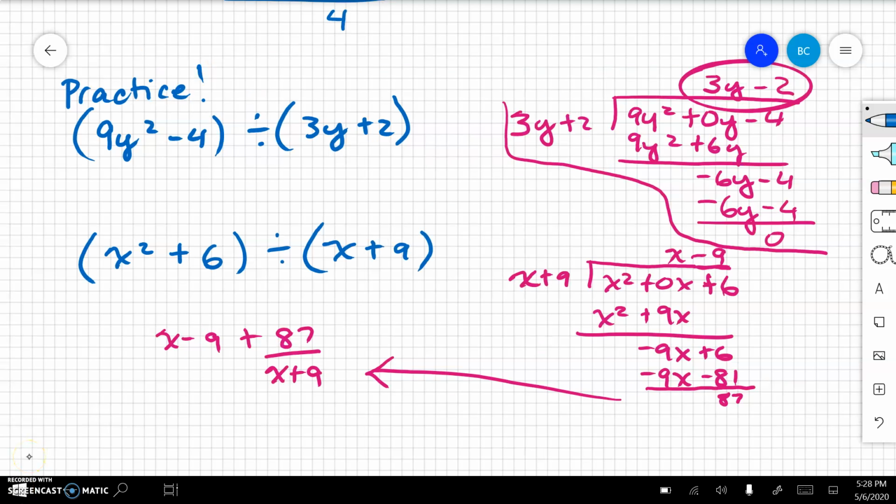All right, you'll notice on the first one that I inserted a missing term right here so that I had something to subtract from. This one I ended up with no remainder, so my answer is just 3y minus 2. On this one I inserted a missing term right here. I ended up with a remainder of 87, so this is my answer to that problem.